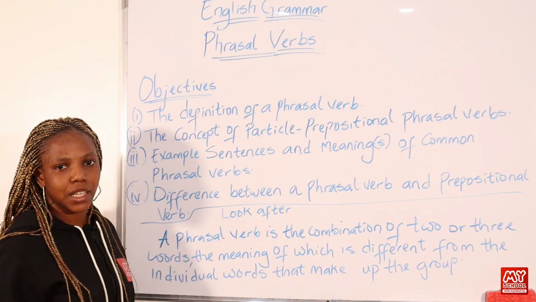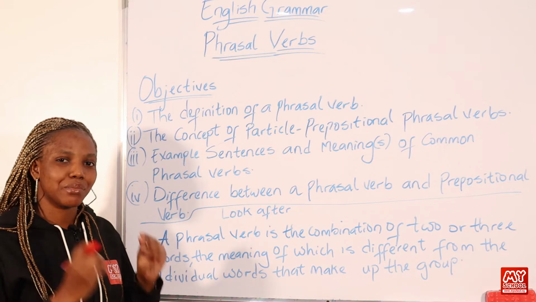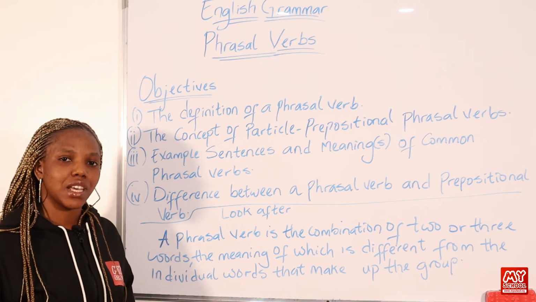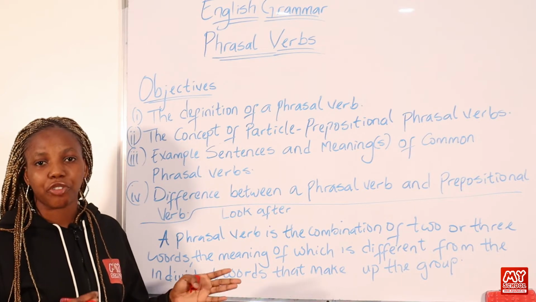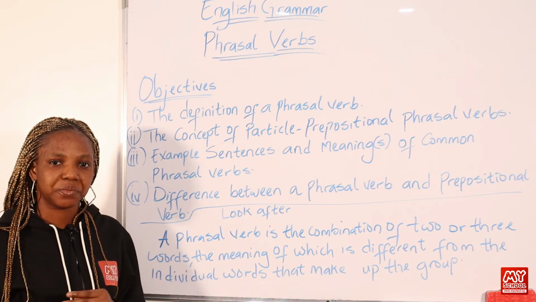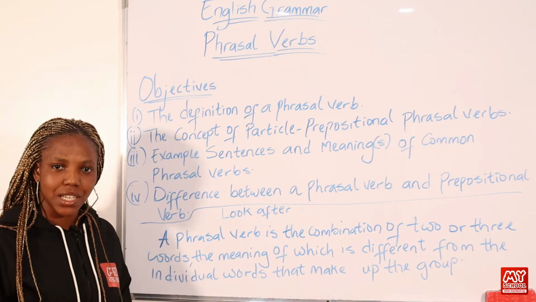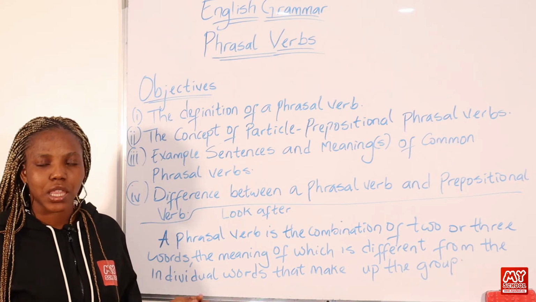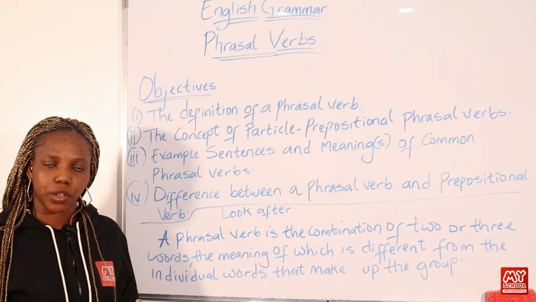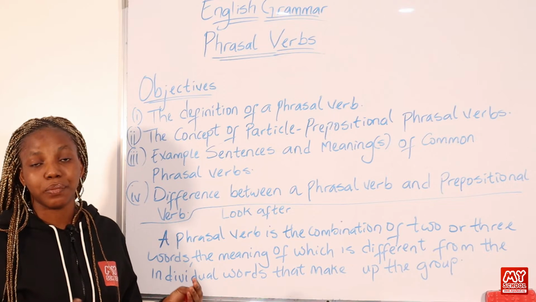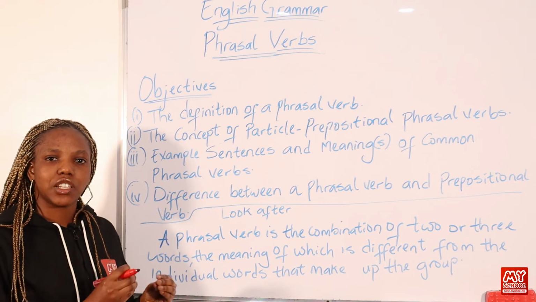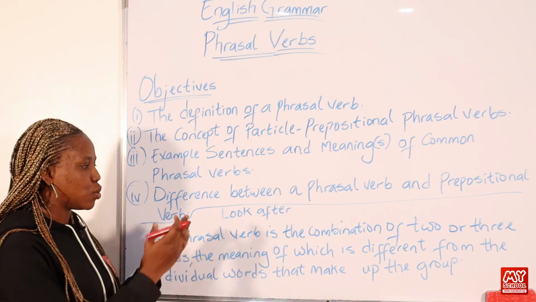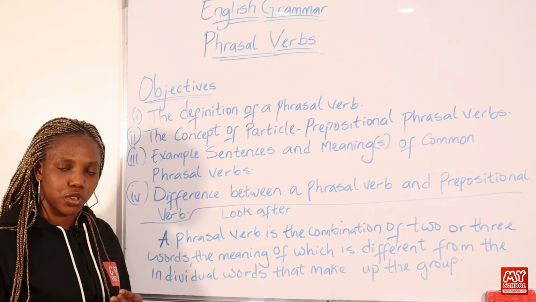So you need to learn phrasal verbs as a system because the meaning is different from individual words. Now, in short form, you can say phrasal verbs are phrases that have idiomatic meaning. Idiomatic meaning means that the meaning is different from the individual words that make up the group. That's what idiomatic means, okay? So when we say idiom or idiomatic meaning, it means that the meaning is different from the individual words that make up the group. So we see look after, which means to take care of someone or to take care of something.